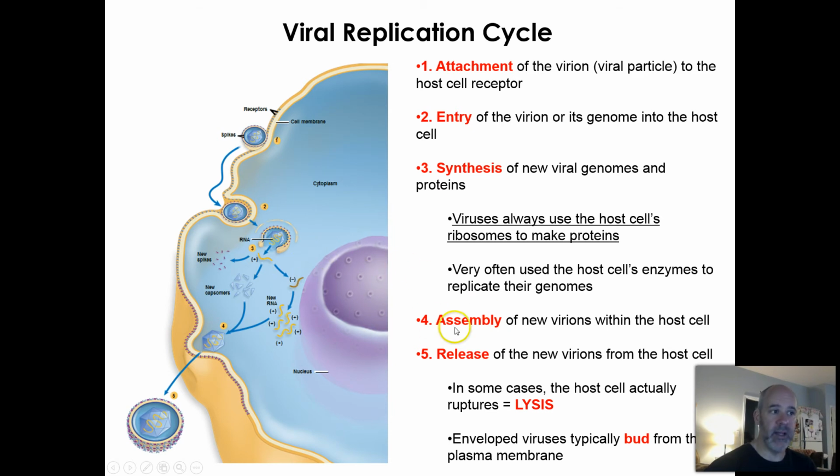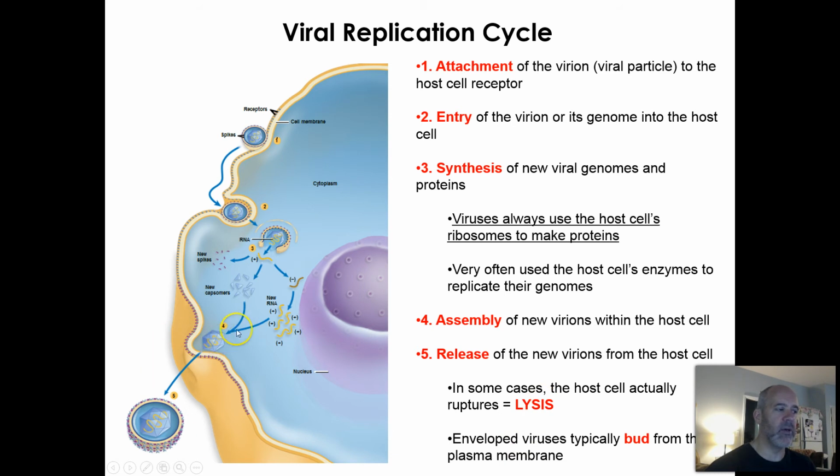And then assembly is going to take place. That's what they're showing you over here. You've got to reassemble new virions, mature virus particles, and then those have to be released. That's step 5. And release generally takes place in 2 different ways. Some viruses cause the host cell to burst open. That's also known as lysis. And other viruses bud. That's what they're showing you over here on the diagram.